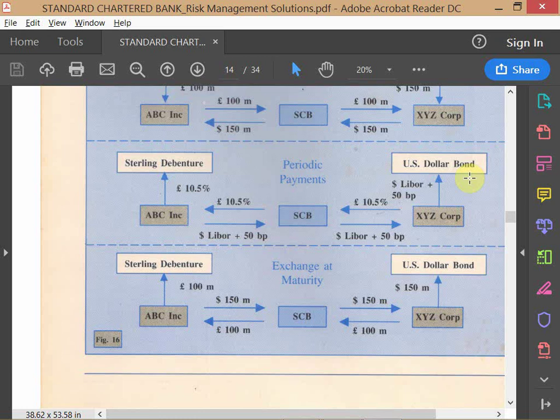Logically, I must receive on the floating leg dollar LIBOR plus 50 basis points, so that this inflow will cancel this outflow. Is that clear? Okay, so that part is taken care of.